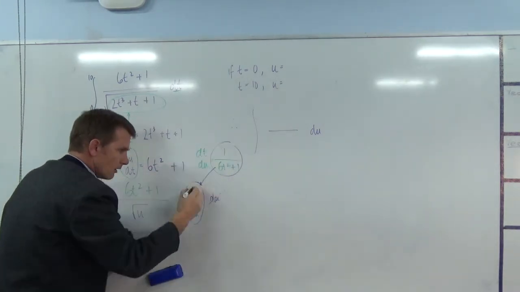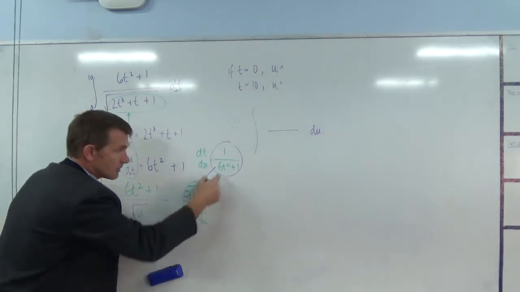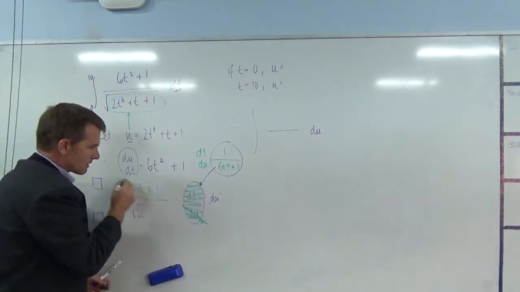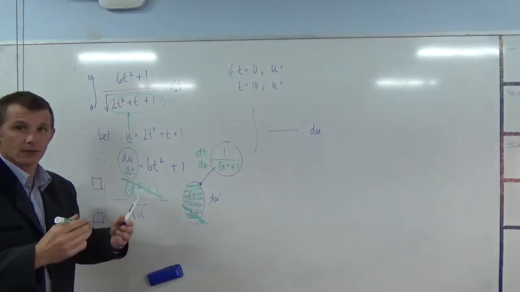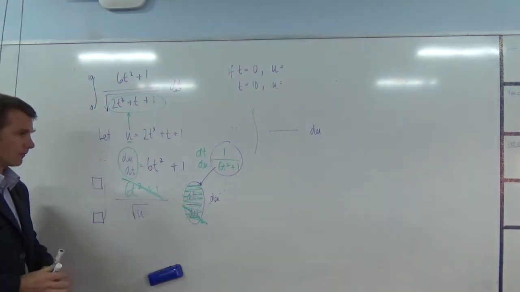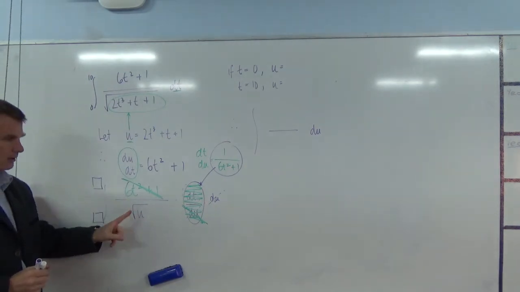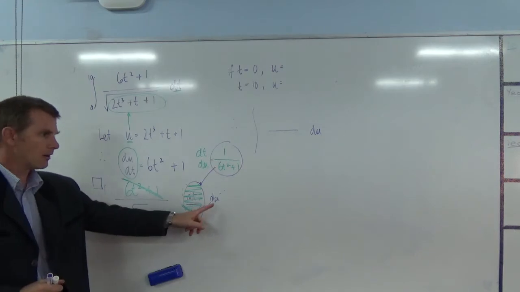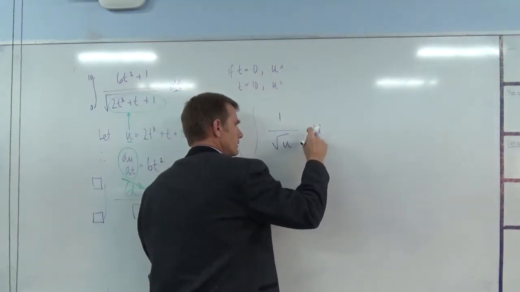And this one will replace that, meaning that the 6t squared plus 1 on the bottom, 6t squared plus 1 on the top will cancel. And that's the whole reason I did this substitution. So what have we got now? Well, I've got 1 on the top line, square root of u on the bottom line, du. So I've got 1 over square root of u du.